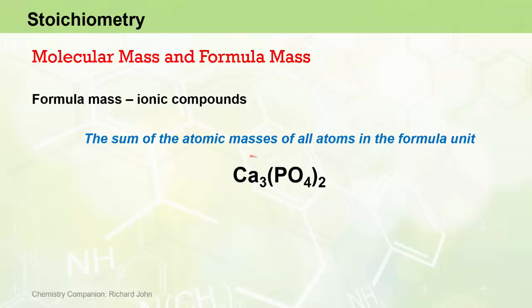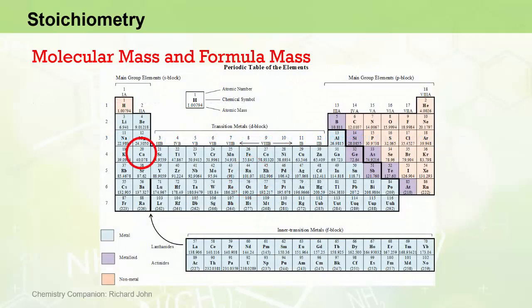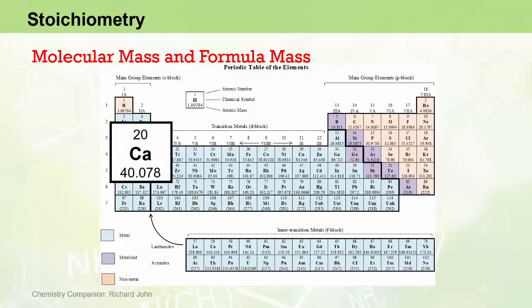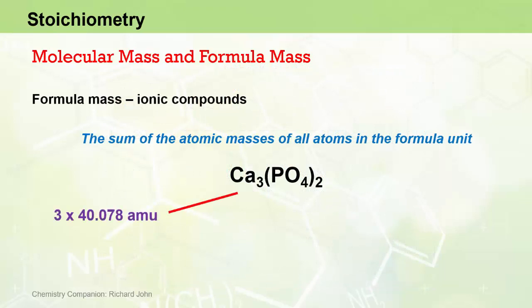Ca3(PO4)2, we can see that there are 3 calcium atoms in the formula unit. We can look up calcium in the periodic table, number 20, and we can see its atomic mass or relative atomic mass is 40.078 atomic mass units. So the contribution from those 3 calcium atoms to the overall formula mass will be 3 times 40.078 atomic mass units.